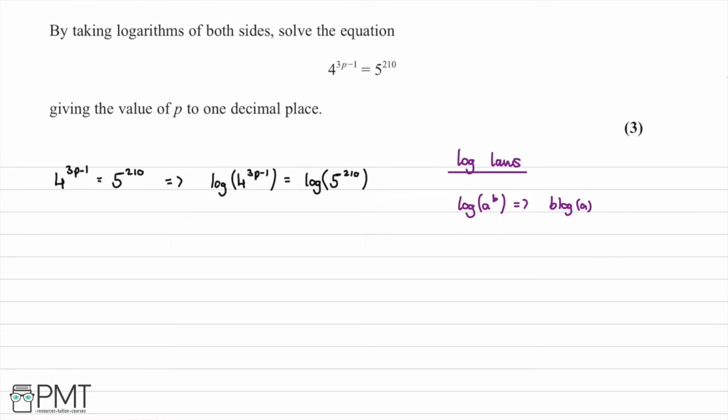So therefore, in our case, we can take 3p minus 1 down in front of the log and 210 down in front of the log. So therefore, we've got 3p minus 1, lots of log of 4, and that's going to be equal to 210 lots of log 5. So what do we want to do again? We want to find p, so now we can rearrange this equation and try and isolate p.